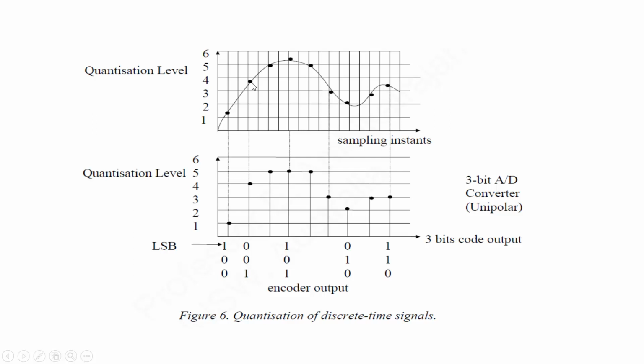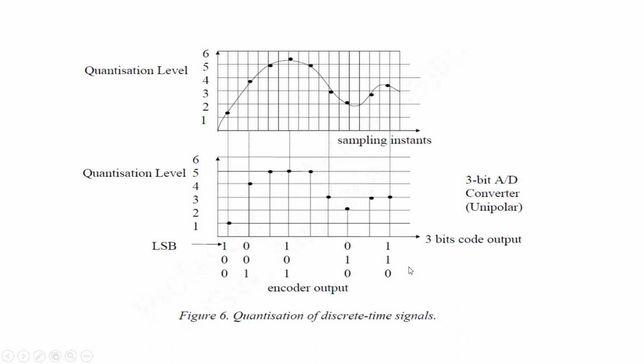Now if you take this sampled value, this is closer to 4. Therefore it is given a code of 001, which is 4 in digital form. This is closer to 5, so this is given a code of 101. In this way, the quantization process quantizes the signal to a particular level, and then the level is coded into digital form.